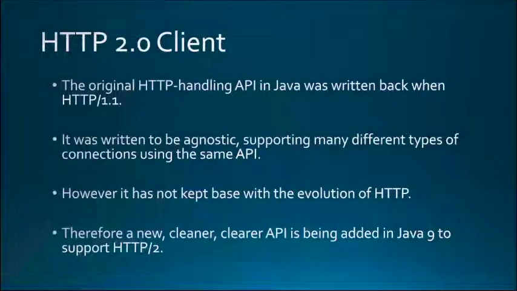HTTP client. The original HTTP handling API in Java was written way back in HTTP 1.1. It was agnostic. It supported many types of connections using the same API, except it never kept up with the evolution of HTTP. HTTP kind of left it in the dust years ago, and we've been struggling to keep up with the standards and having our web applications be supported and approved for HTTP 2. So now we have a clean new API that's been added to Java 9 to support HTTP 2.